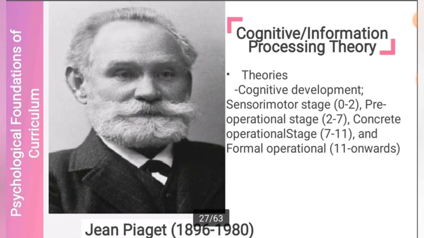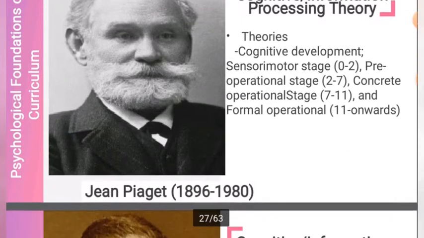Next, we have Jean Piaget, another founder of psychological curriculum, but this time in cognitive or information processing theory. Piaget is best known for his research on children's cognitive development that has 4 stages, which is sensory motor stage, pre-operational, concrete operational, and formal operational stage. Piaget studied the intellectual development of his own 3 children and created a theory that described the stages that children pass through in the development of intelligence and formal thought processes.